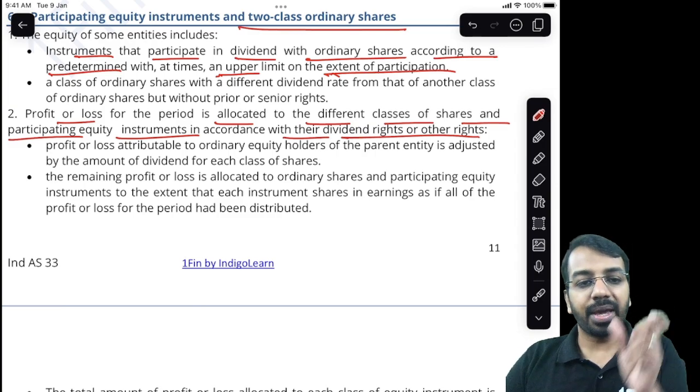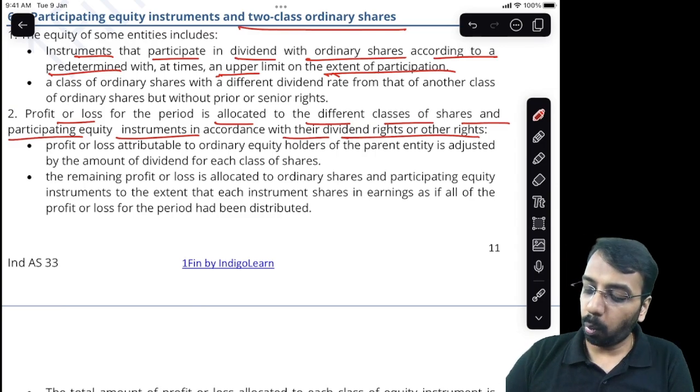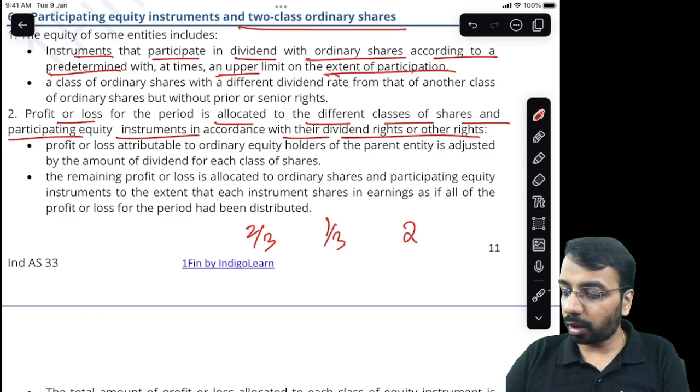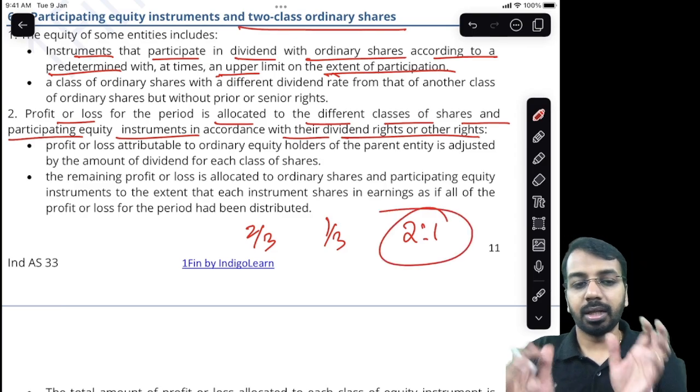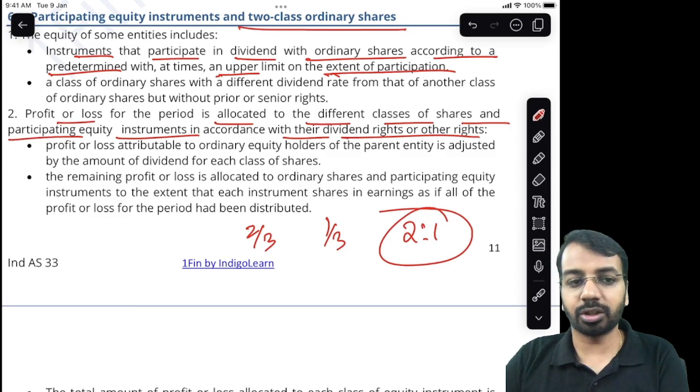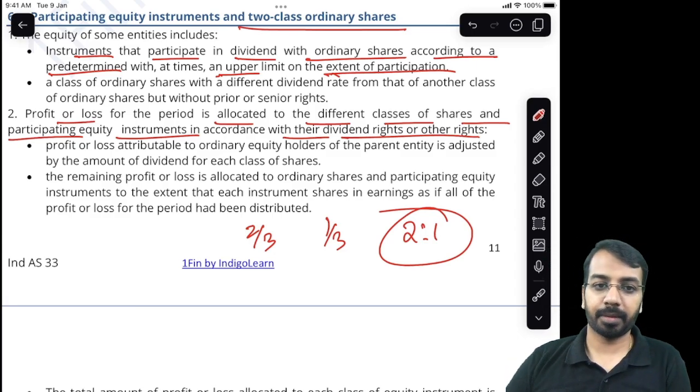So based on the dividend rights, let us say one category of shares gets 2/3 and the other category gets 1/3. Profit will be distributed in the ratio of 2:1, 2 portions to the first class and 1 portion to the second class, for calculation of earnings per share.